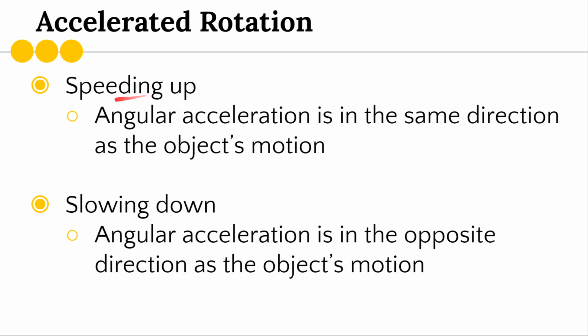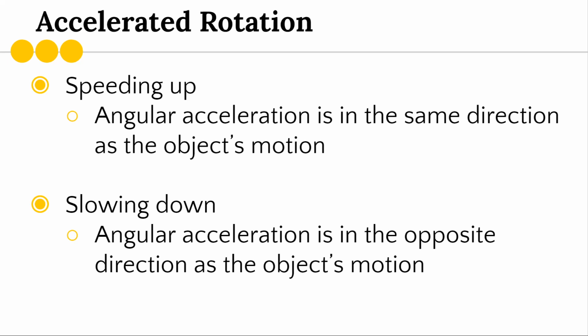So if we have something speeding up, it means that the angular acceleration is in the same direction as the object's motion. So if the object is rotating clockwise and the angular acceleration is also clockwise, then that object is going to speed up. Again, if the angular acceleration is in the same direction as the object's motion, you'll speed up. That means they're either both clockwise or they're both counterclockwise.